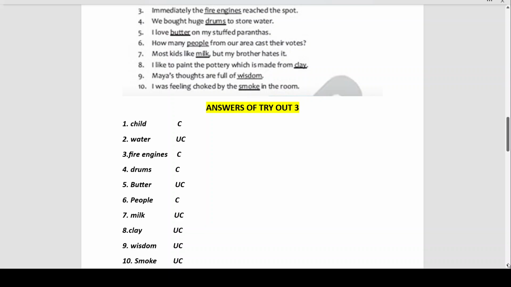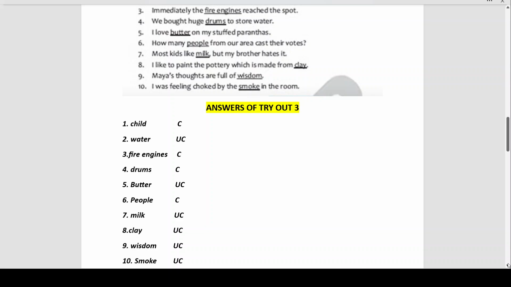Number 6, how many people from our area cast their votes? We can definitely count the number of people. So, people is a countable noun. Number 7, most kids like milk, but my brother hates it. Milk can only be measured in liters. It cannot be counted how many drops of milk there are. So milk is again an uncountable noun.